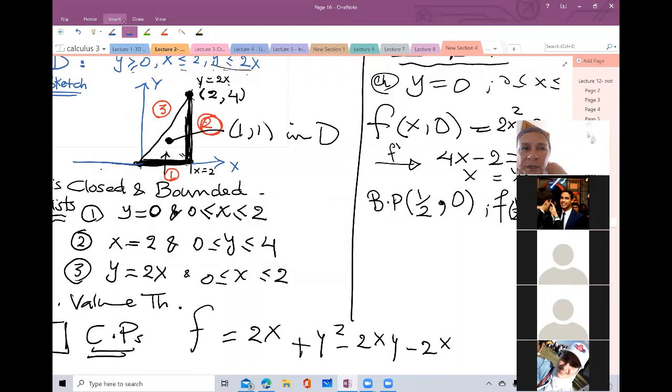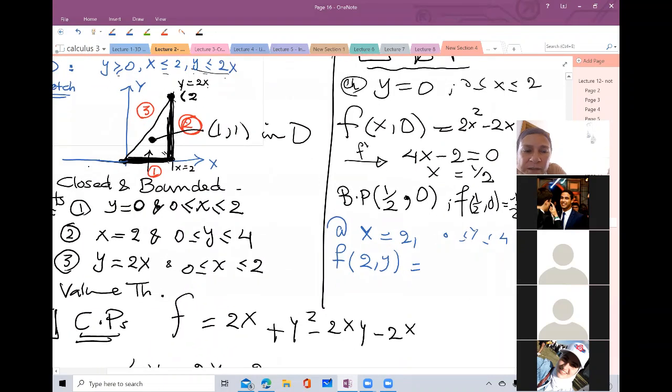When you come to x equal to 2, the y changes from 0 to 4, and then I'm going to get f at (2, y) and so on. Then I do my derivative and do the job. Got the idea?